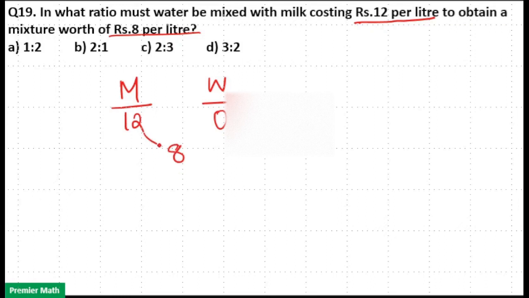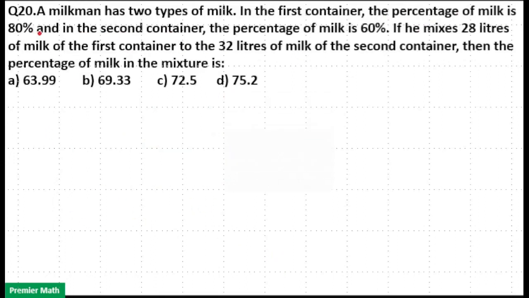That means I'll use the alligation method. 12 minus 8 is equal to 4. 8 minus 0 is equal to 8. So 4 into 2 is equal to 8. So 2:1 is the ratio. That is your answer. Next is, a milkman has two types of milk.